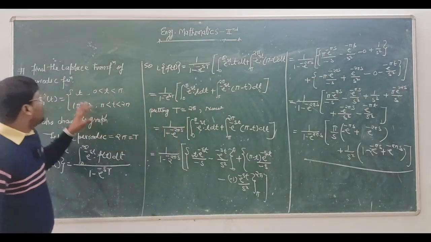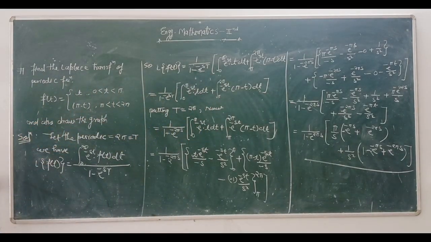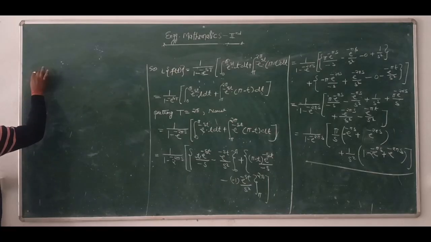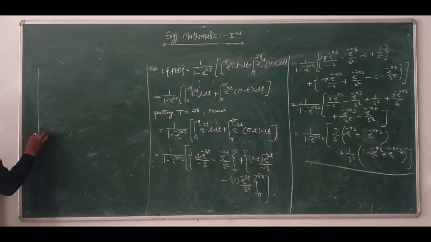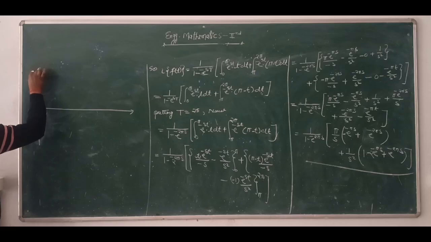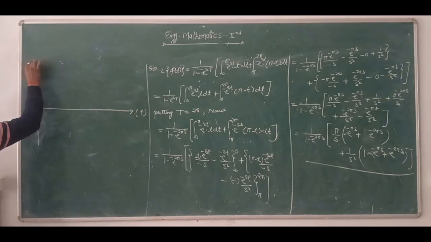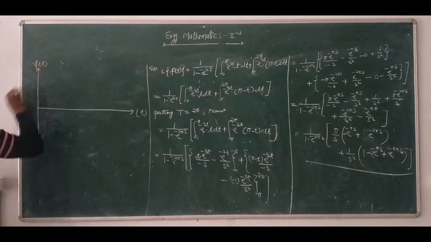You have solved the periodic function by this method, step by step. Now you note down the function. First I draw the x axis and y axis. X is t and this is a function of t.